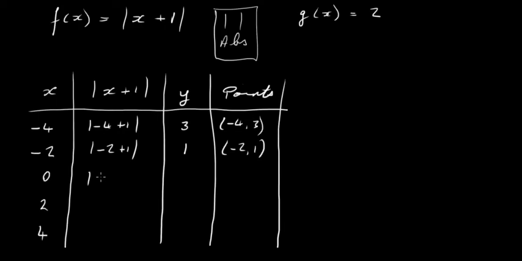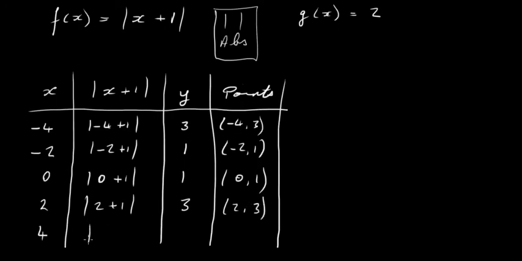Put in 0. Actually, you know what, I might put in an extra one here. Yeah, I'll do that in a second. We put in 0 plus 1, and that will give me 1 here, so that will give me 0 and 1. Let me just finish these two off first of all. So we got 2 plus 1, that'll give me 3, and the modulus of 3 is 3, so we've got 2, 3, and then finally we've got 4 plus 1, which is 5. The modulus of 5 is 5, so we've got 4, 5 here.